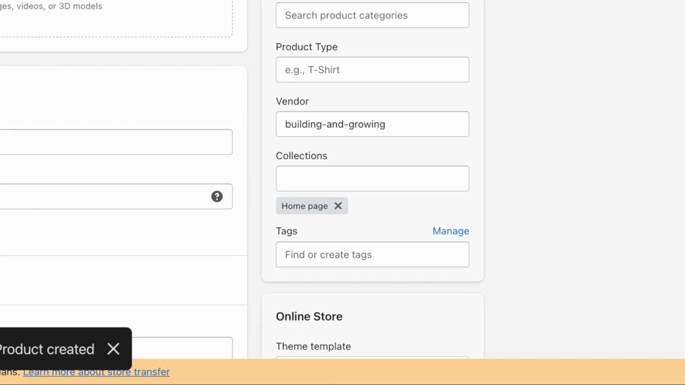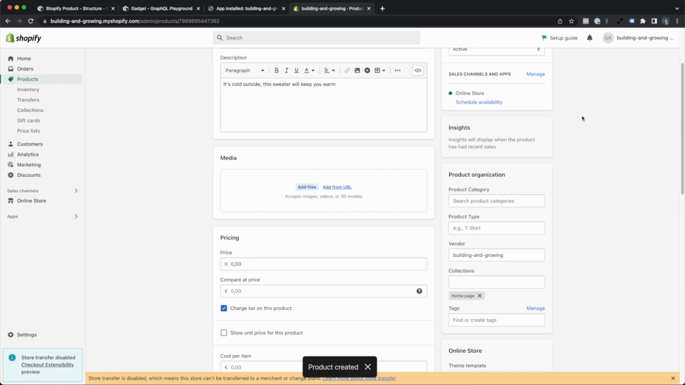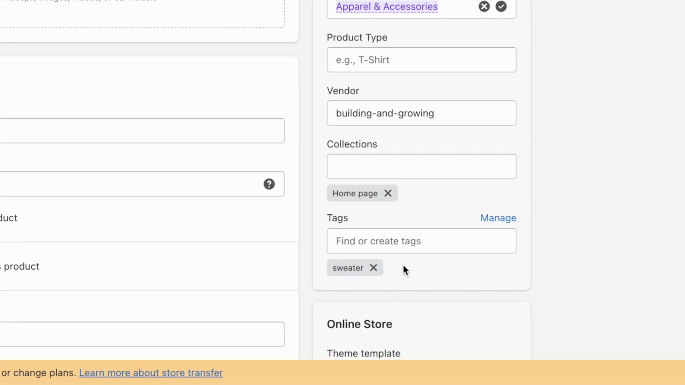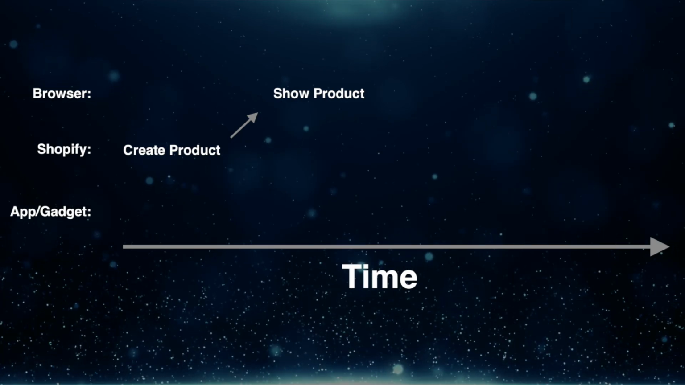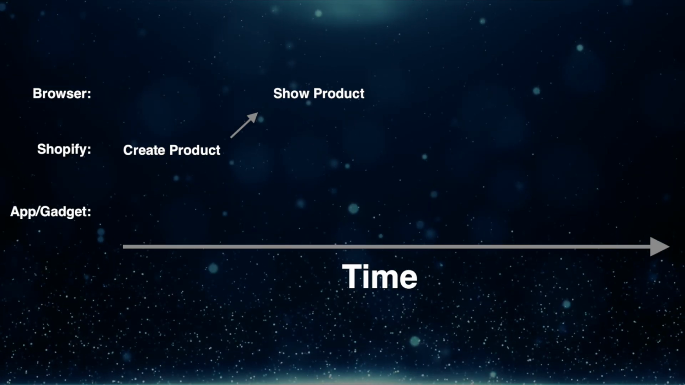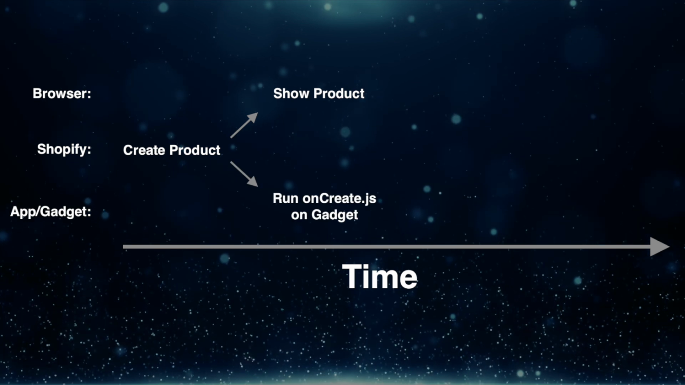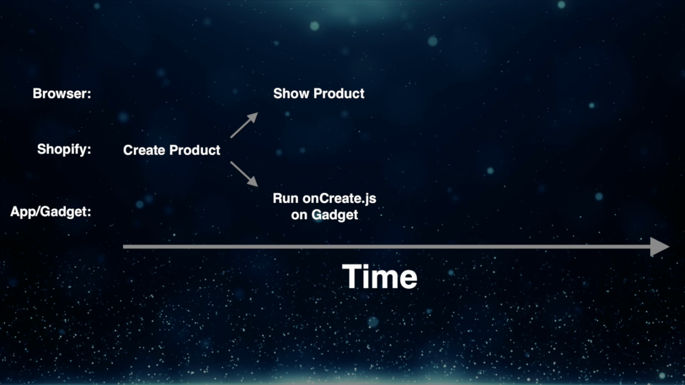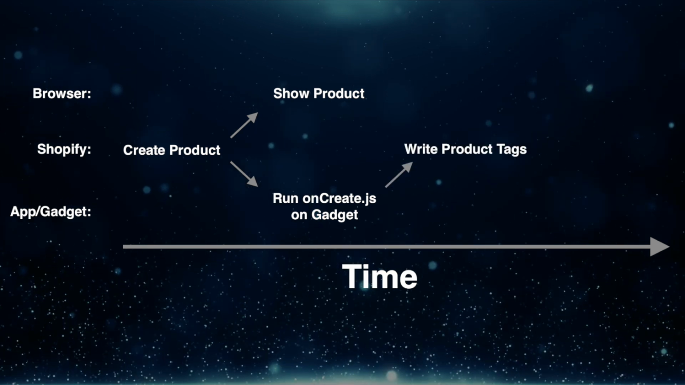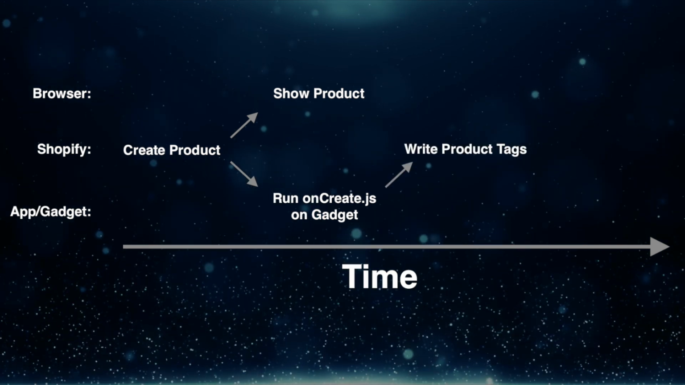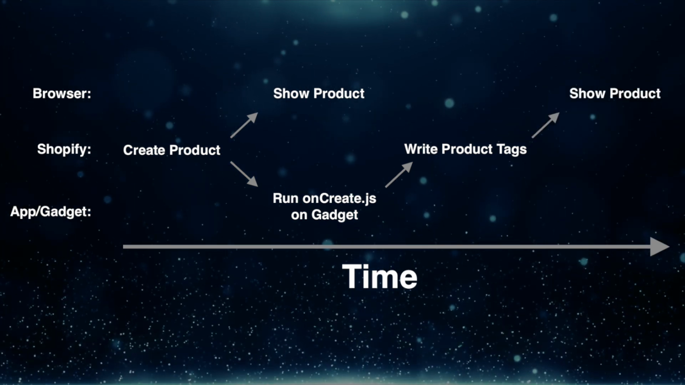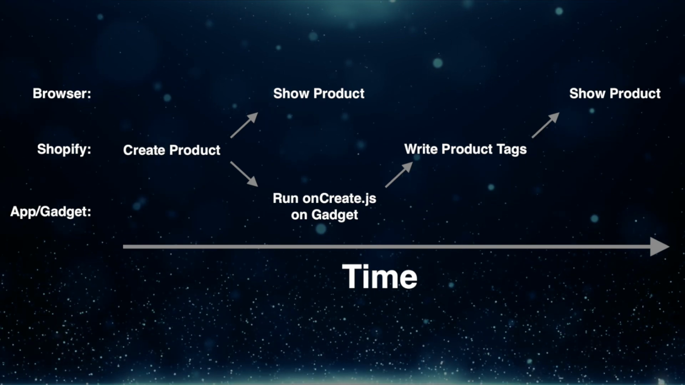Oh, looks like we have no tags. So what happened? Let's quickly refresh the page. As we can see, the tags appeared. This is happening because Shopify shows us the result of the new product immediately, but Gadget needs some time to run the code we defined. Only once this is run and the changes are written back to the Shopify backend, we actually have the tags. So we need to do another refresh in order to see the result.